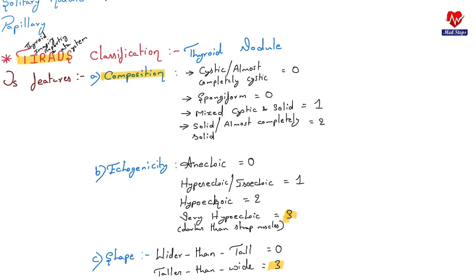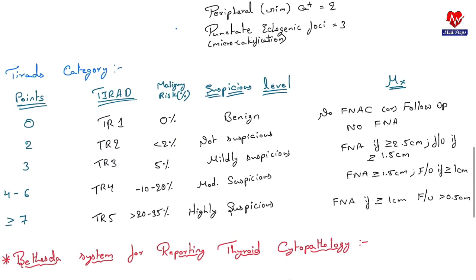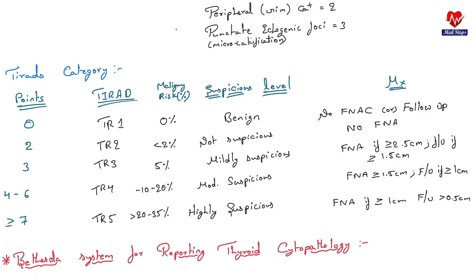So based on that, then we have to check with Bethesda. This is the main thyroid criteria. Based on these things, we are going to do the Bethesda classification for doing fine needle aspiration. So here, this TI-RADS category, based on this we are going to do follow up.